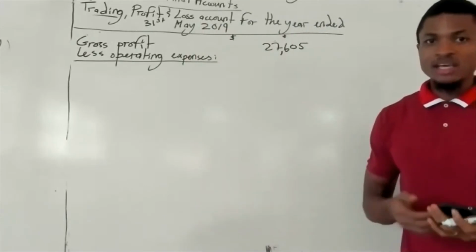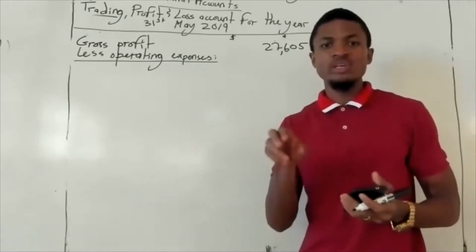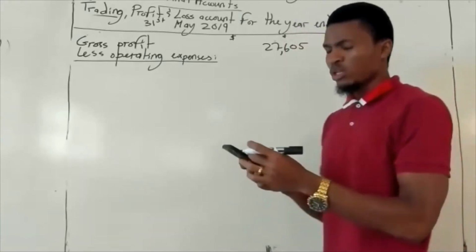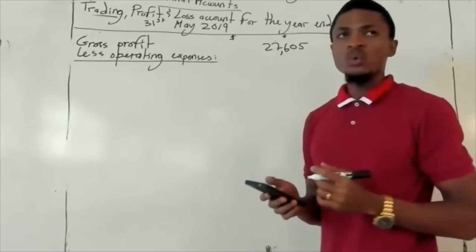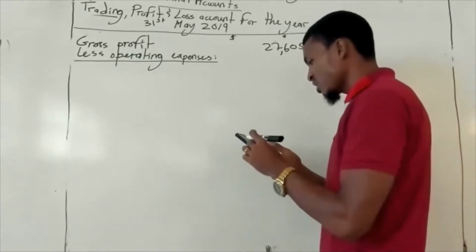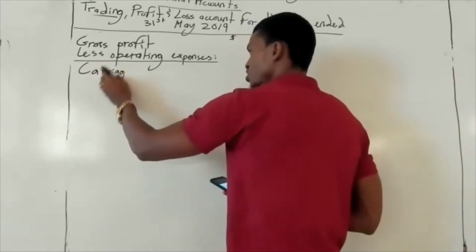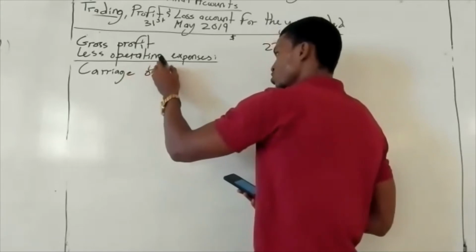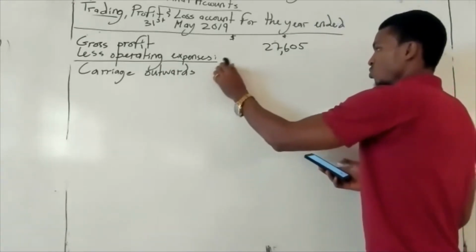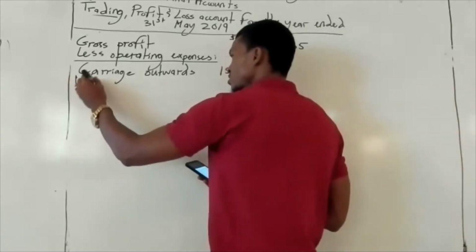Our operating expenses here, these are expenses you incur during the course of running your business. Any expense you incur during the course of running your business falls under the confines of operating expenses. So we need to take a look at the question from the top to the bottom, and we try to identify all operating expenses. The first operating expense here is carriage outwards, which is the cost of transportation for delivery of goods to the customer's premise. Carriage outwards is an expense. It's 1570.